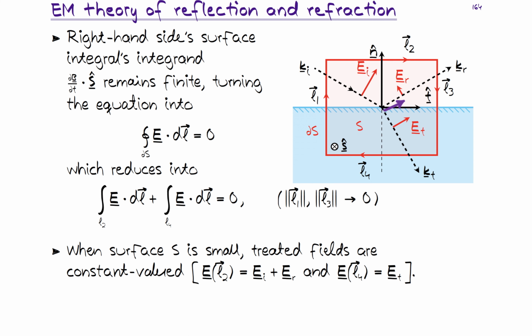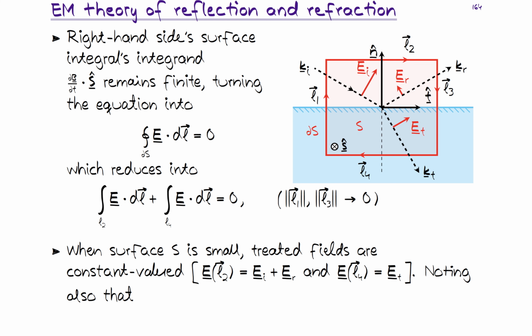And the same thing applies also on the lower medium, so that when the volume or the area of interest is small enough, then when I'm performing this line integral and I need to know how this field evolves, I can just say that in every point on the line L4, it's a constant valued field, and this is denoted with the transmitted field ET.